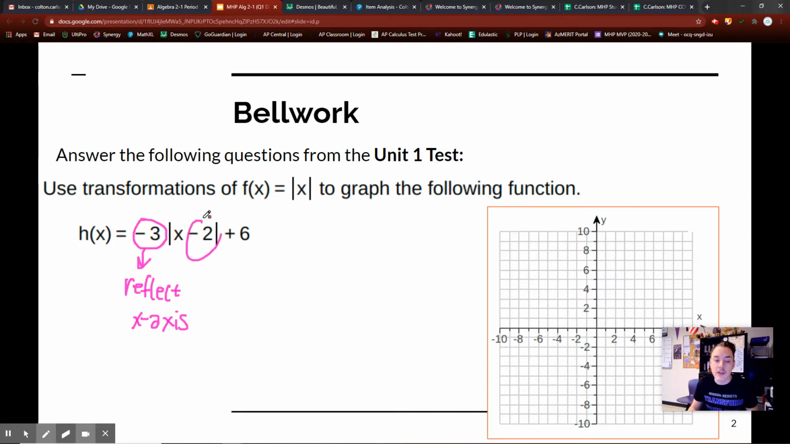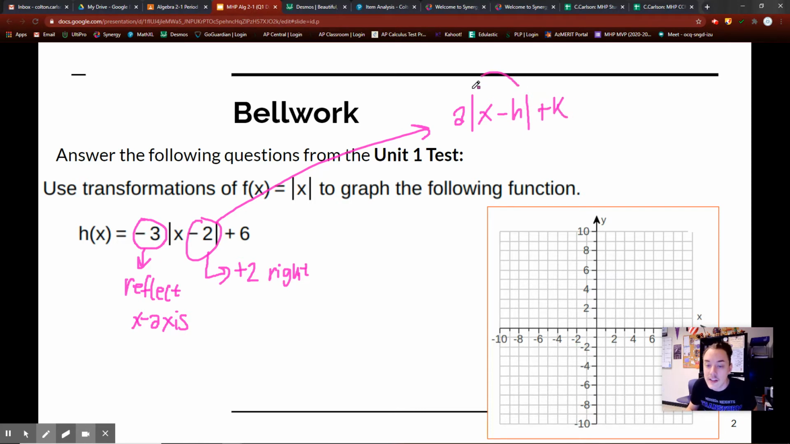Okay, negative 2, what does that do? Technically, it moves it plus 2, so right. Now, you're asking, what the junk? Why does it do that? Because remember, what this is saying is A times the absolute value of x minus some number h. H is just a variable. It doesn't matter. Okay, I can put whatever number I want in there, and then plus k. Notice how this is my almost like formula, and I just plug numbers in wherever I want.